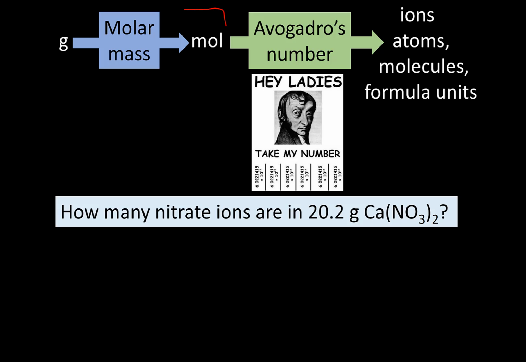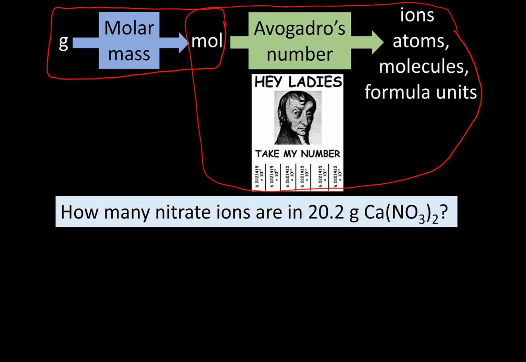So we've already looked at how you can use your molar mass to go between grams and moles. Another thing you can do is use Avogadro's number to go between moles and all of these other things: ions, atoms, molecules, formula units. This number, this 6.022 times 10 to the 23rd, it tells you how many of any of these things are in 1 mole of those things. In this case, we're going to look at ions. So this problem says how many nitrate ions are in 20.2 grams of calcium nitrate.